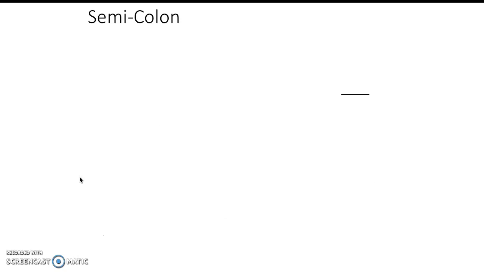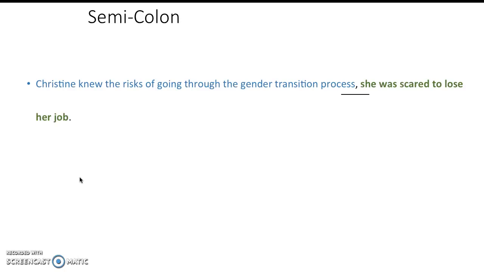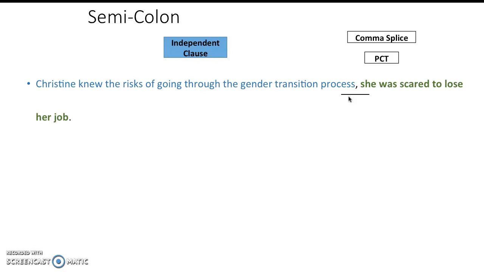So before I talk about complex and compound sentences, I just want to talk briefly about semicolon here. So if you write this sentence in your text, Kristen knew the risk of going through gender transition process. She was scared to lose her job. This here is, if you do this, I'm going to underline this punctuation. I'm going to write PCT. PCT stands for punctuation, and the type of mistake that it is a comma splice mistake. It means that you put a comma where you shouldn't have put one.